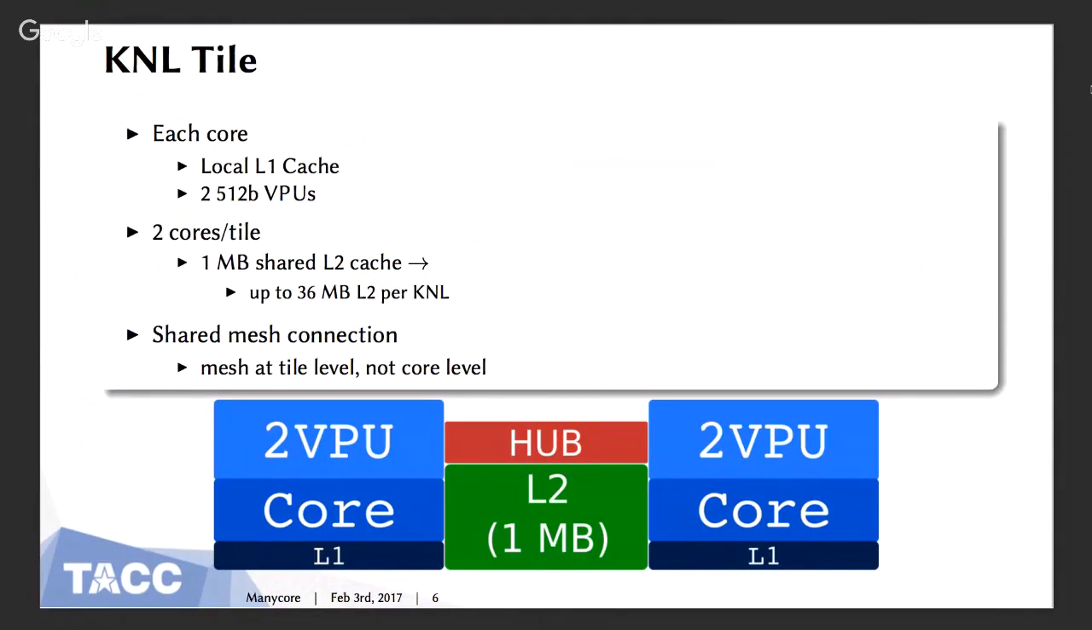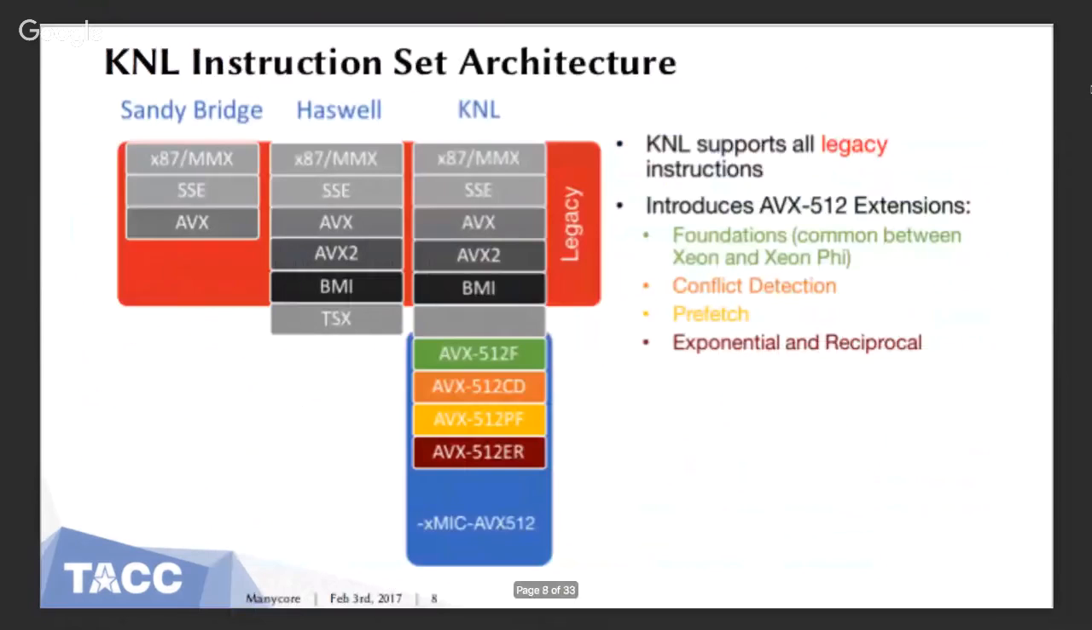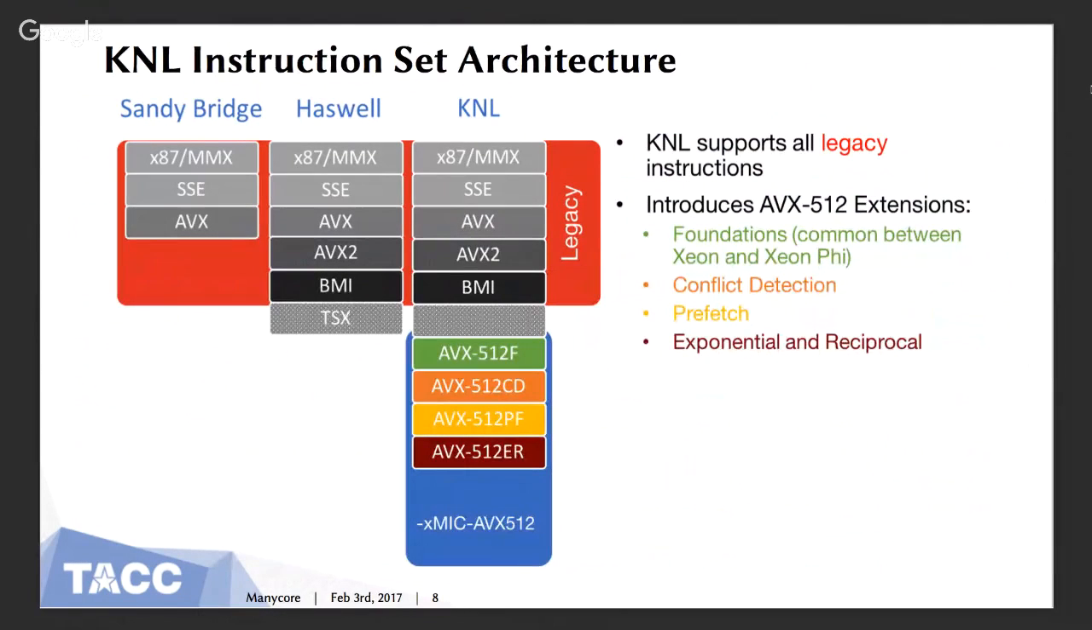It's just a diagram of the KNL tiles. So on the left and right, we have our cores. In the diagram at the bottom, each one has its own L1 cache. Each core has 2 vector processing units. These cores are connected to each other. There's some interconnect, which is just called a hub in this diagram. And they share an L2 cache, which is a 1 megabyte cache. I already talked about the instruction set architecture. Basically, the KNL has additional instructions for these 512-bit operations over the previous Haswell and Sandy Bridge architectures.